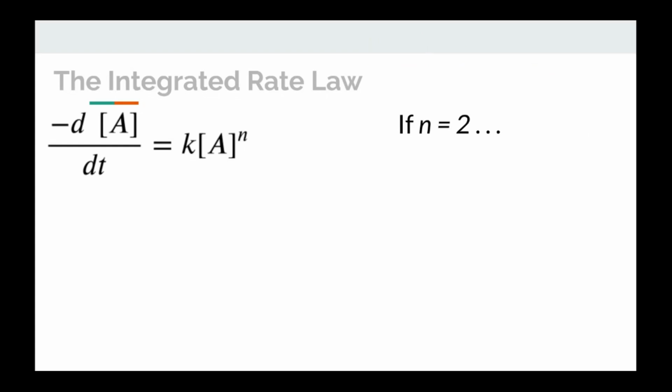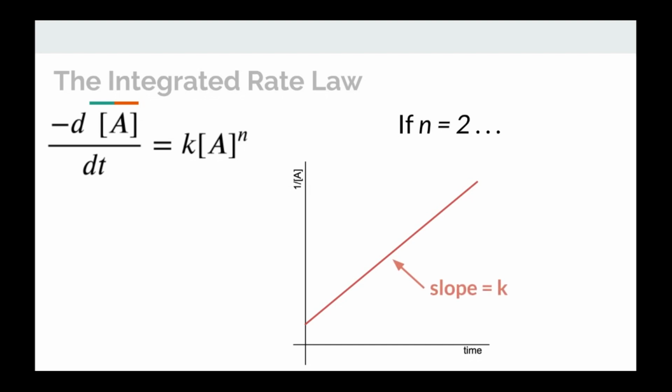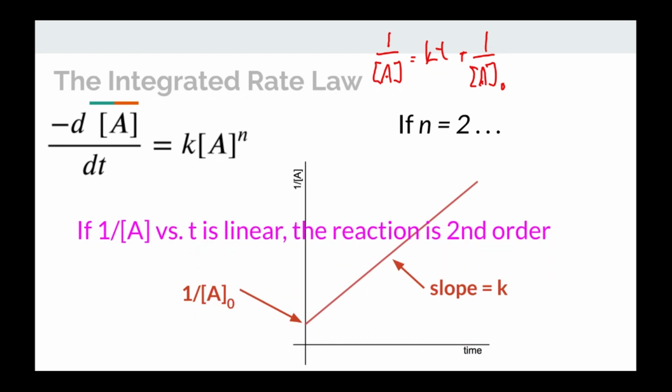If n equals 2, again, look at the calculus if you know how to understand that. Otherwise, here's the consequence. In this situation, it turns out that 1 over the concentration of A versus time is a straight line, and this has a positive slope. That slope is the rate constant, and of course 1 over the starting concentration is the vertical intercept. So once again, building an equation of a line, 1 over the concentration of A equals kt plus 1 over the starting concentration of A. And just like with the previous two, there's a consequence of this for doing investigations.